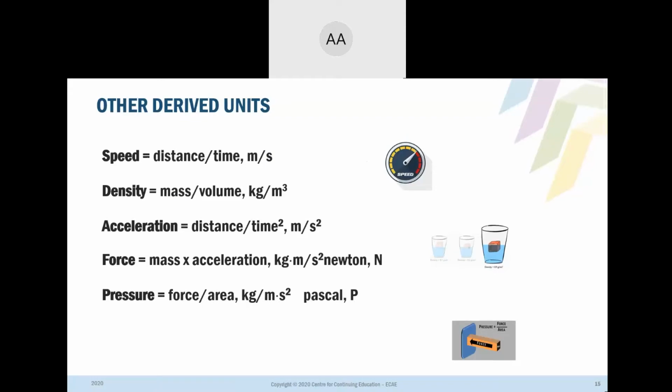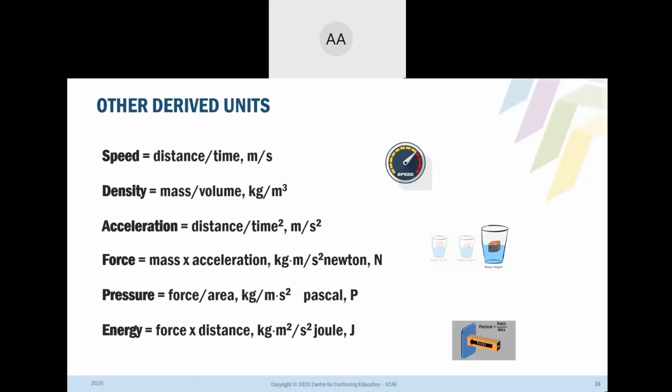Pressure, force over area, pascals. Energy, force multiplied by the distance, giving us the joule. So you might want to take a moment to take a screenshot or note down these derived units because we will be using them later.